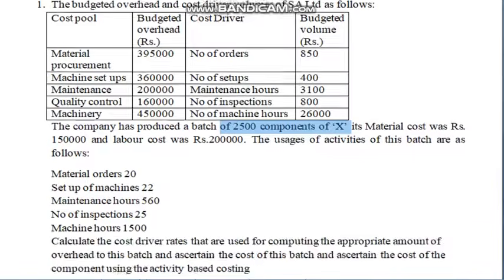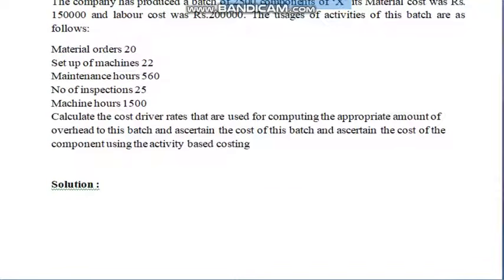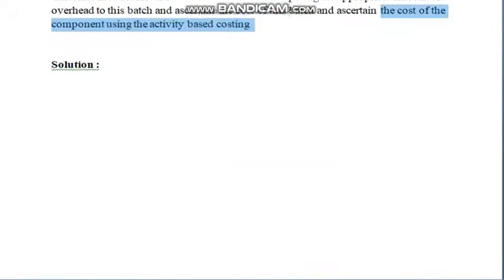Now go through the solution. Here we have to first calculate the cost driver rate. Then we have to calculate the cost of the batch and also the cost of the component, nothing but the total cost of the product and the cost per unit. So first calculate the cost driver rate.